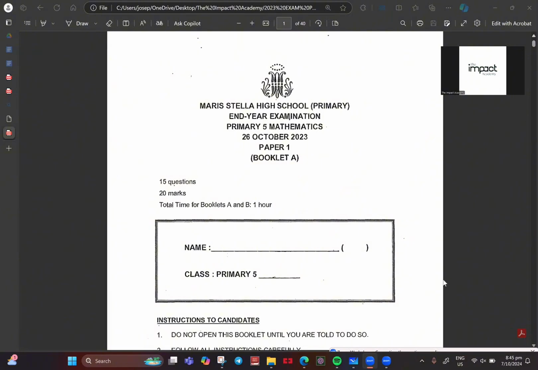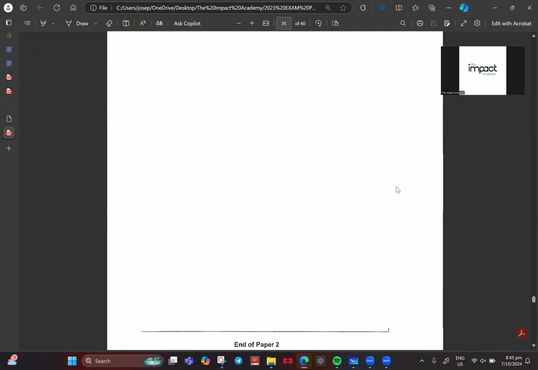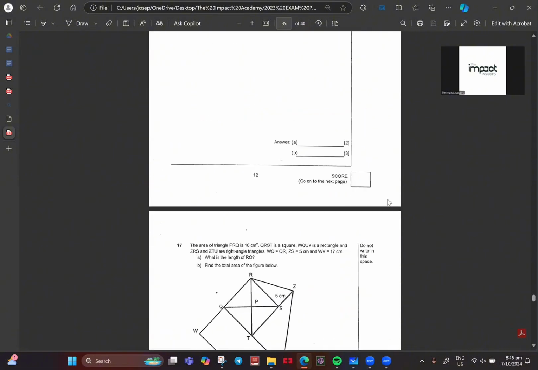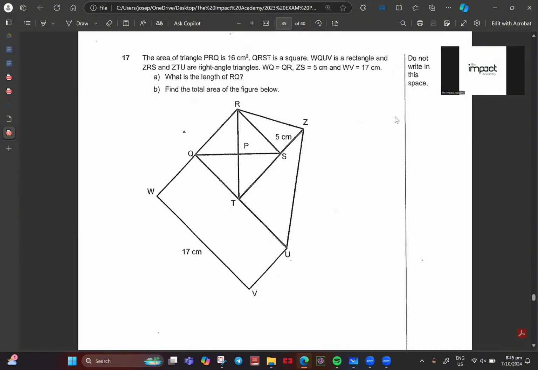Now, I want to go through the harder questions, the ones that require some explanation. I will just pick a few questions. The first one that I'm going to look at is question number 17. Can you all see question number 17? In this question, we start off by identifying the concept. What concept do you think this is?